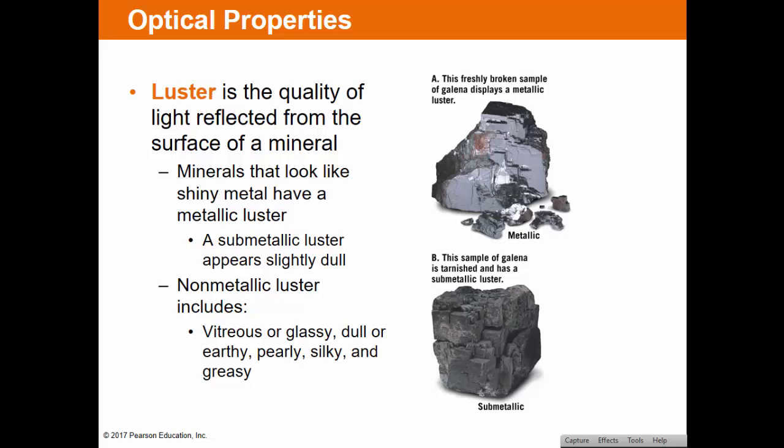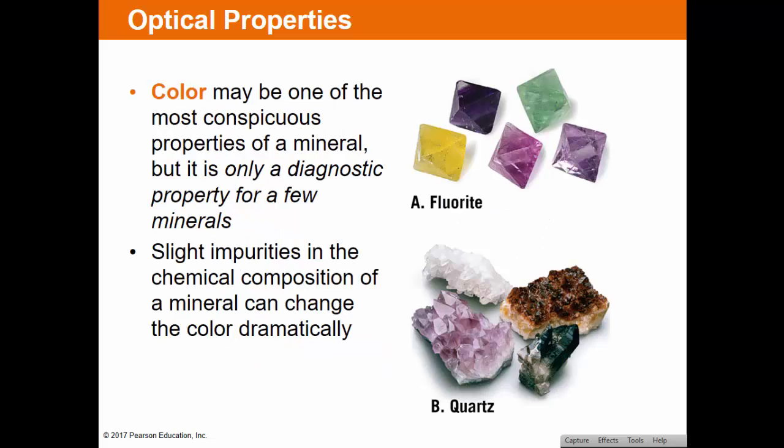Luster is a type of optical property, and luster is how light is reflected from the surface of the mineral. Minerals that look like they have a shiny metallic have a metallic luster. A non-metallic luster is when they're glassy or dull, or earthy or pearly or silky or greasy. That's a non-metallic luster. So color, again, is very conspicuous, but it's only a diagnostic property for a couple of different minerals. There's some elements that, like sulfur is always yellow, right? But fluorite and quartz can have the same color. You can have yellow or pink fluorite, a purple fluorite, and purple quartz as well. And so you can't determine between the two because the slight impurities may change the color. You can't determine what type of mineral that is.